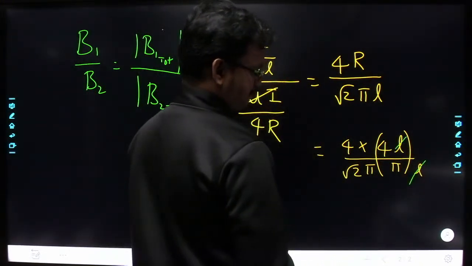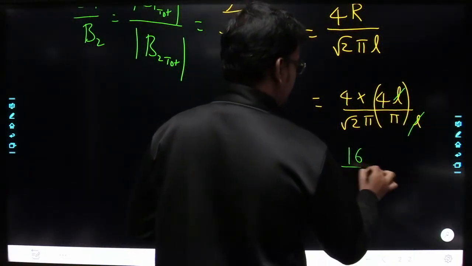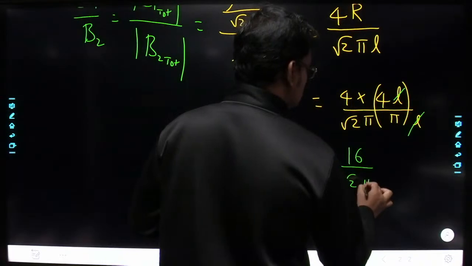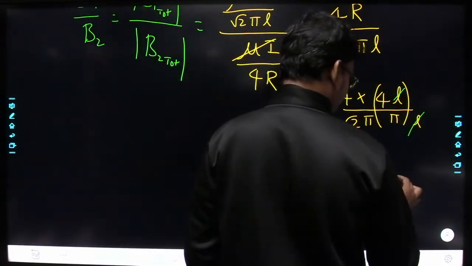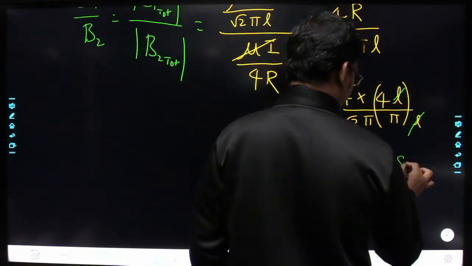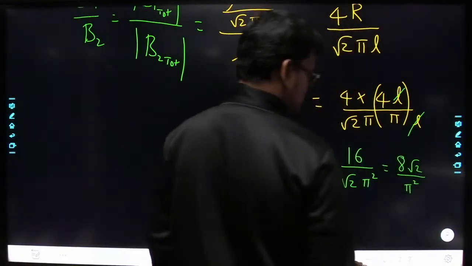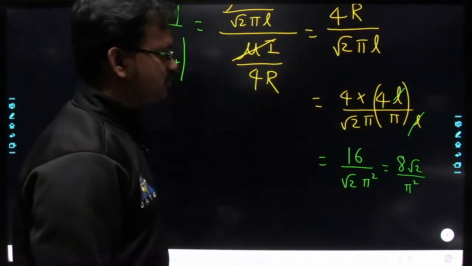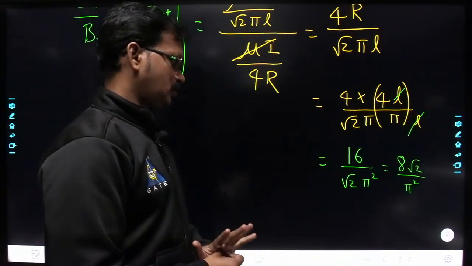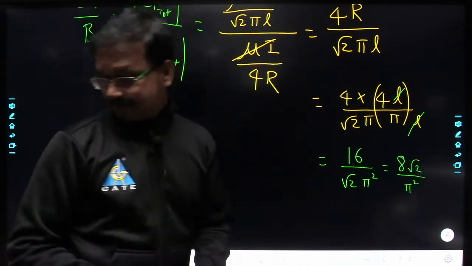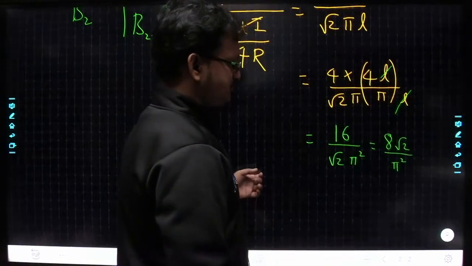So here we have 16 by root 2 pi square. That I can write as 8 root 2 by pi square, right? 8 root 2 by pi square. Okay, that's it now. So what is the answer here? 8 root 2 by pi square.